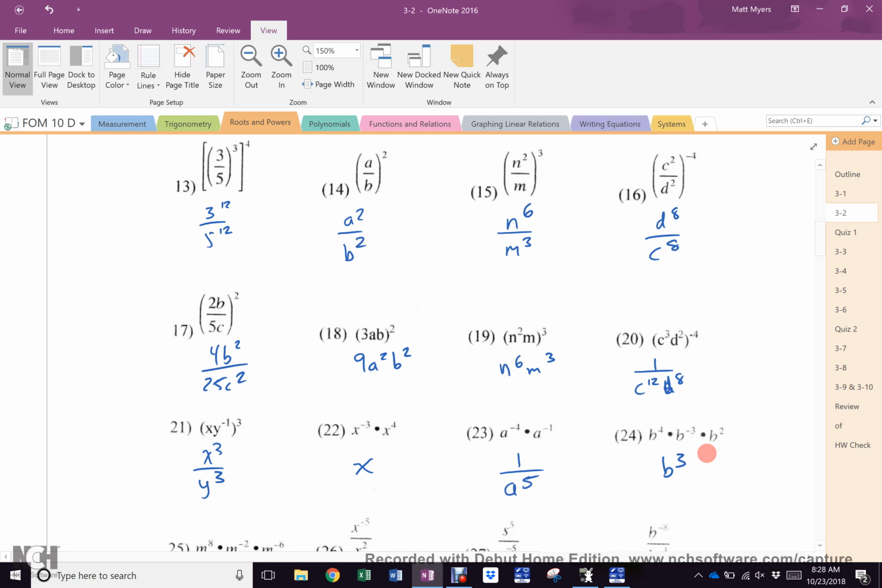Ariana. Why did 21 change to a fraction? Because x is positively cubed and y is negatively cubed. So the y has to move. Okay. Joseph. Yeah. Wouldn't that be... What's negative 3 plus 4? That's okay. Next. Anybody? Murat.